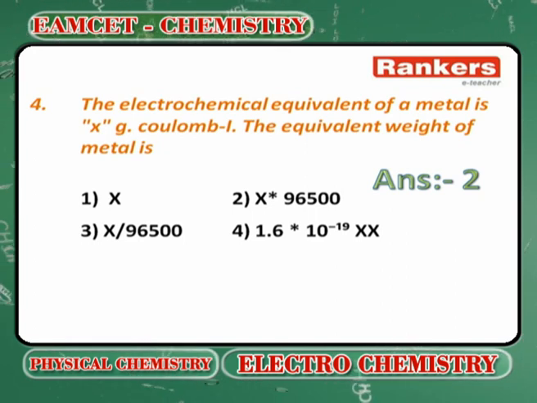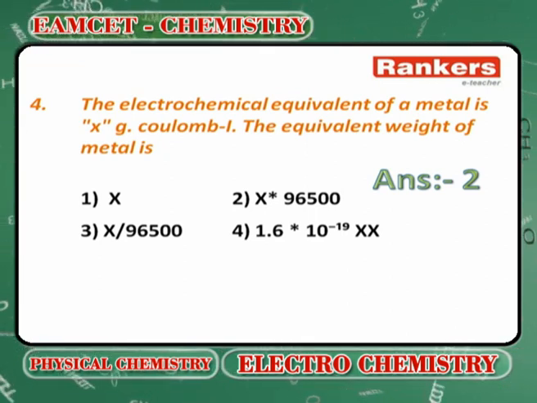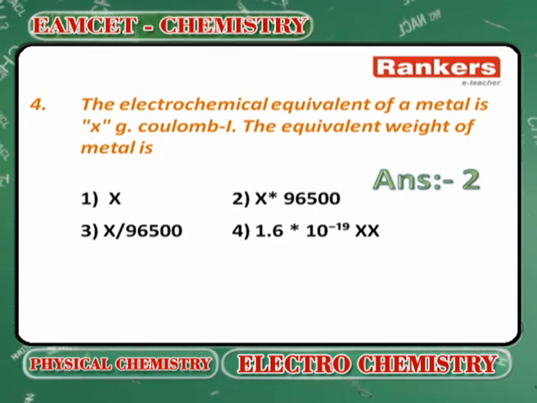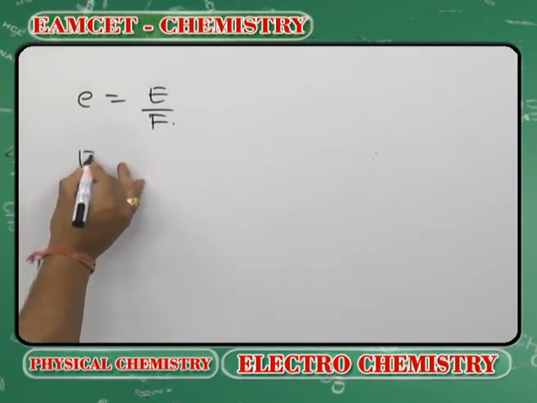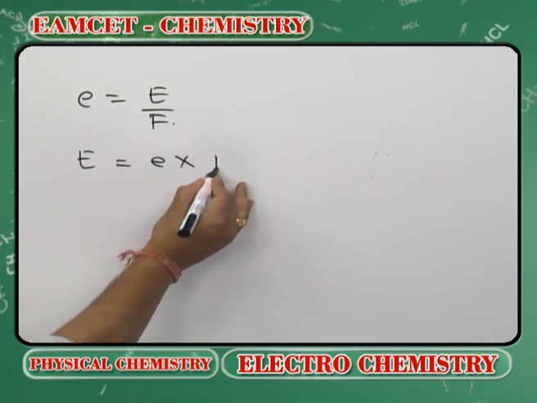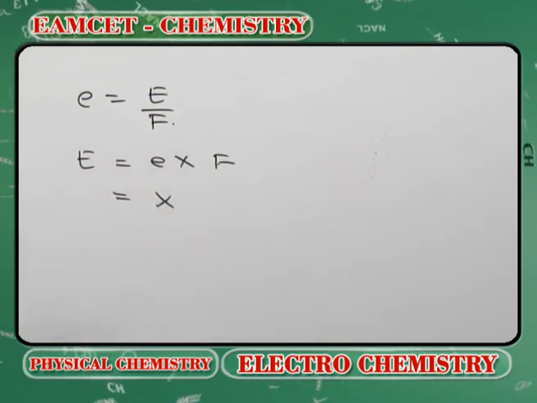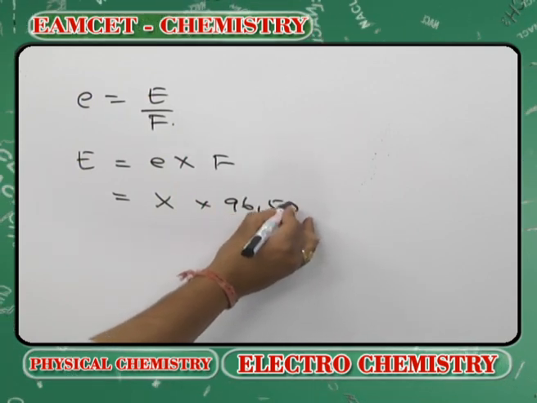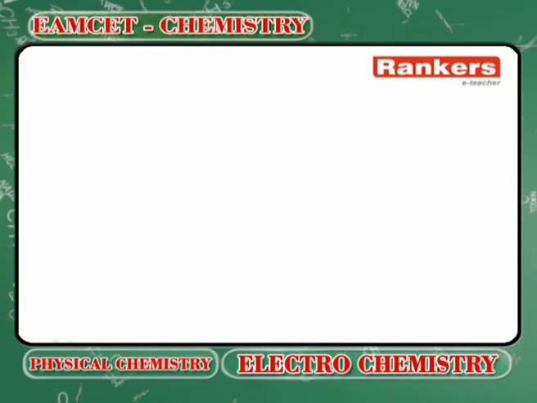This is by definition. The electrochemical equivalent weight of the metal is X. What is the equivalent weight of the metal? Electrochemical equivalent, small e, is equal to capital E by F. Capital E is equal to electrochemical equivalent into F. Electrochemical equivalent is given as X, and it should be multiplied with 96,500. So option 2 is the answer. Next question.